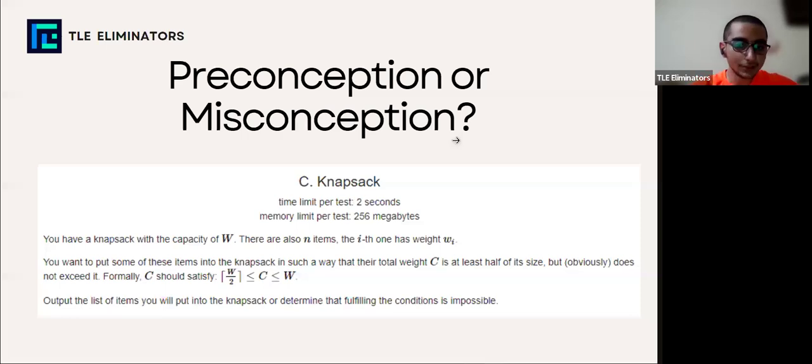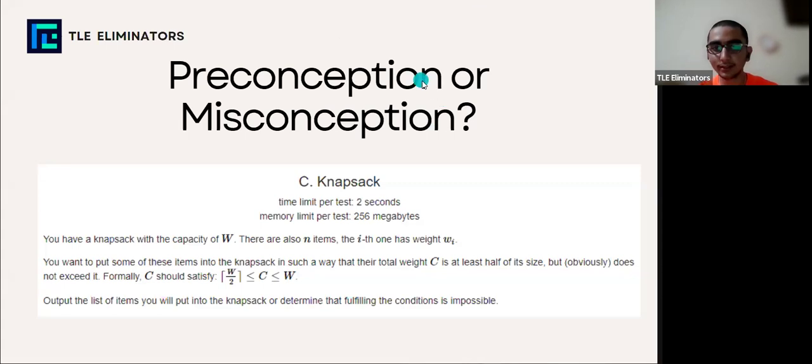So try to read this problem statement and write in the chat what's the first thing that comes to your mind just by reading the first few lines. Yeah. So some of you, like me, are saying DP. When I first read this problem, it was the same for me: recursion, DP, recursion, DP.